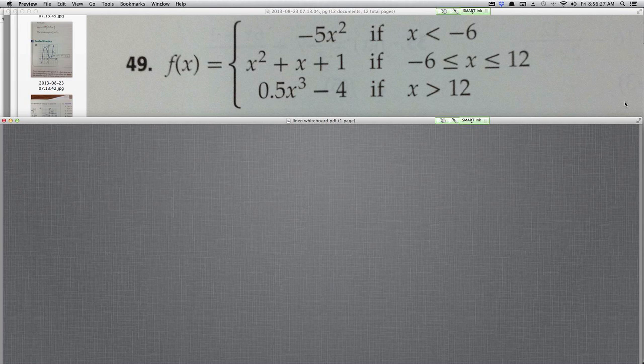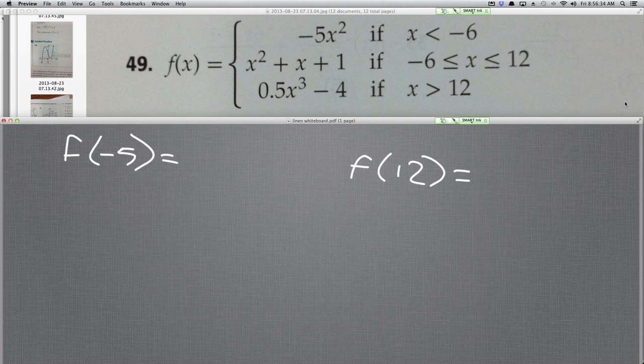Now, they want me to find some function values out of this. They want me to find f of negative 5, and they also want me to find f of 12. So what I have to do is look at the x value they give me. I have to look at the domains on the right and then decide which function I want to plug it into, the top, the middle, or the bottom. So if I'm going to find f of negative 5, which one of those functions do I want to plug into, top, middle, or bottom?